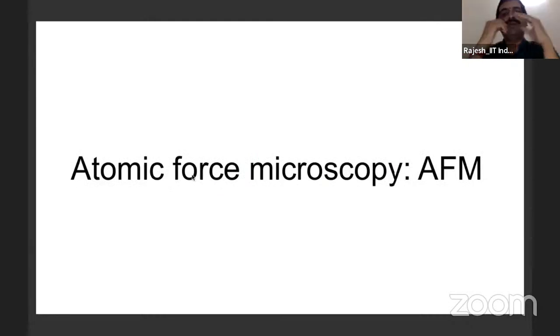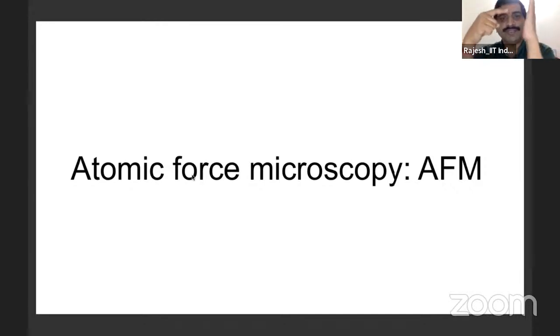From Coulomb's law, we know that the force acting between two charged particles depends on the distance between them. So that principle is used in the atomic force microscope. So what is the principle?